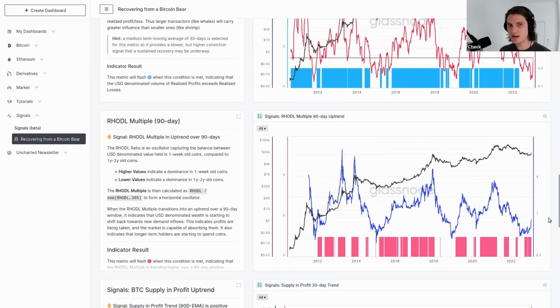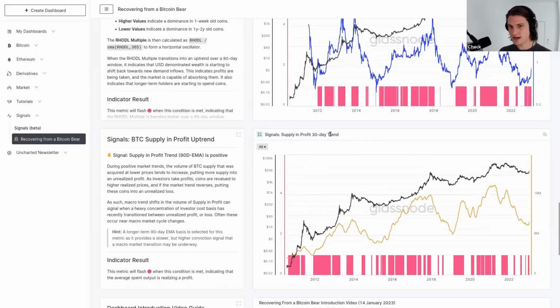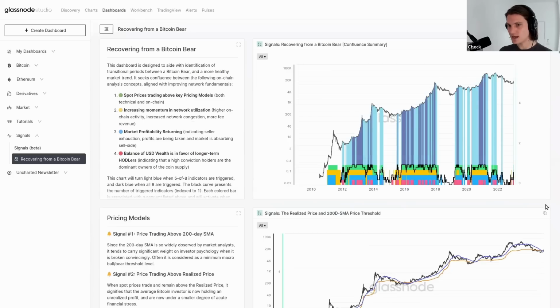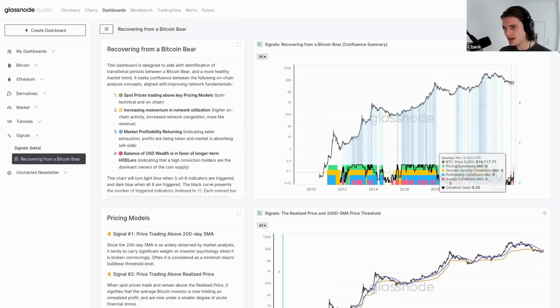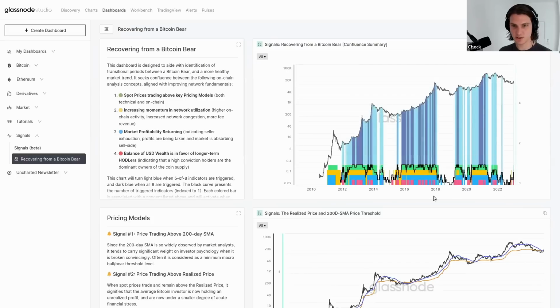On the supply side, we now have an uptrend in our R-HODL ratio. So R-HODL is now telling you that we do have an uptrend and it has some degree of sustainability to it. That's good to see. And on a 30-day trend for our supply and profit, we also have an uptrend. So what that all distills down to is we're starting to get a bit of a recovery in the signal down the bottom here. Let's zoom in on a 5-year basis so we can just see what's going on.